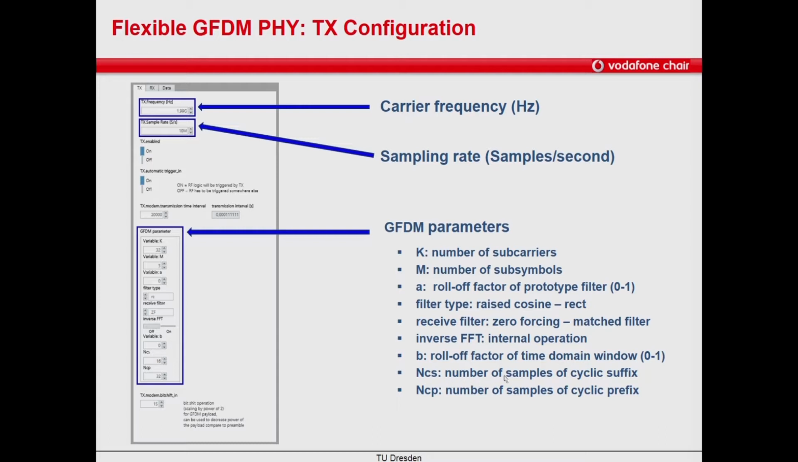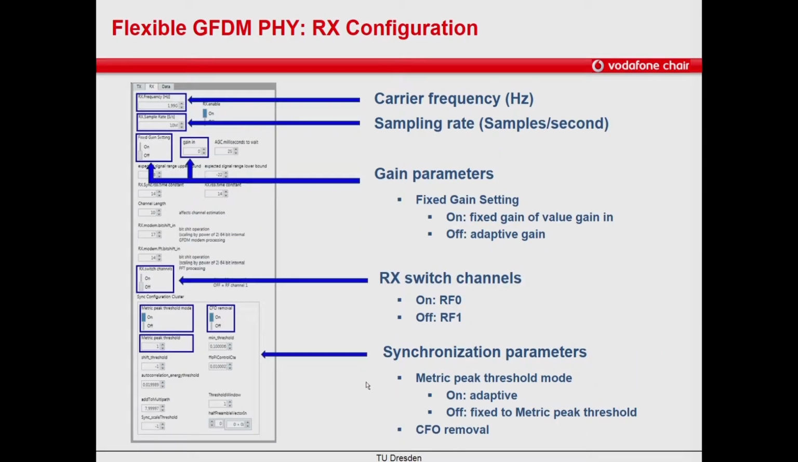NCS is the number of samples of the cyclic suffix, and NCP is the number of samples of the cyclic prefix. Let's continue with the RX tab. Here we also need to select the receive carrier frequency, in our case 1.99 GHz. The sampling rate will be set to 10 MHz.